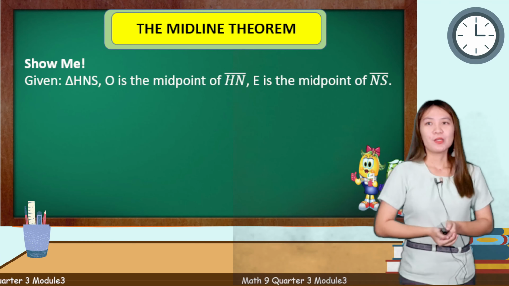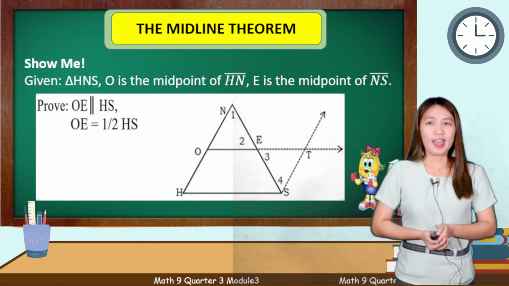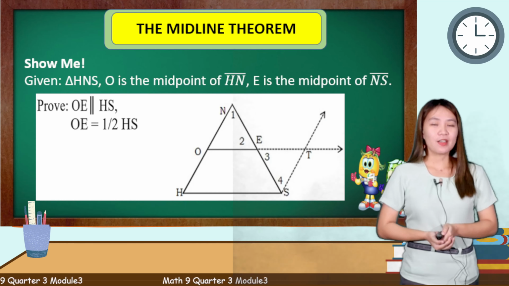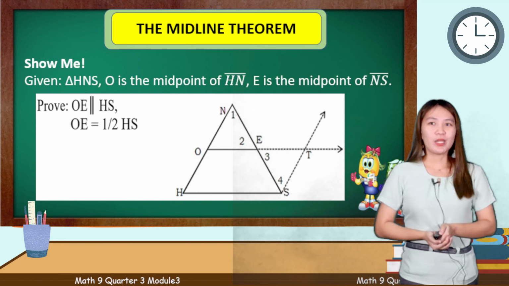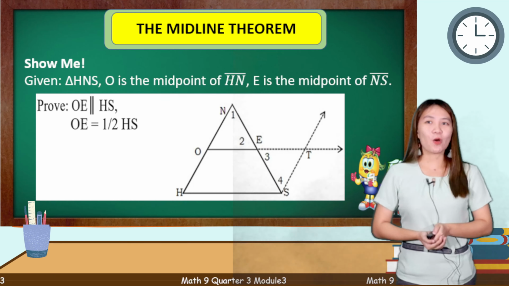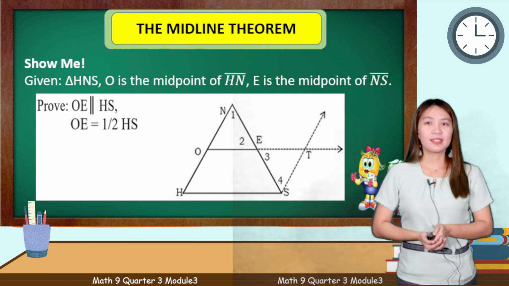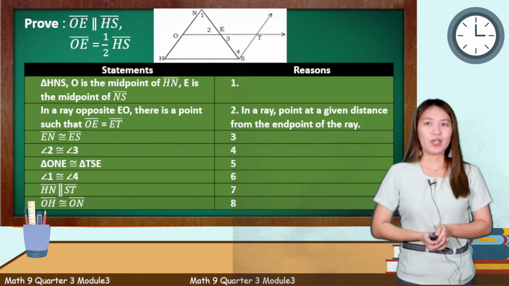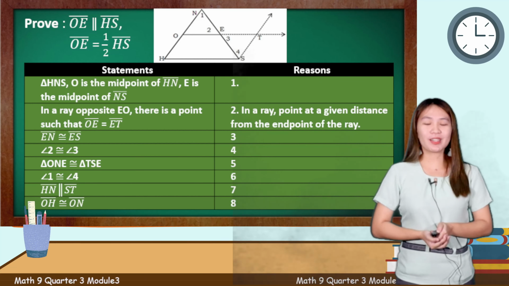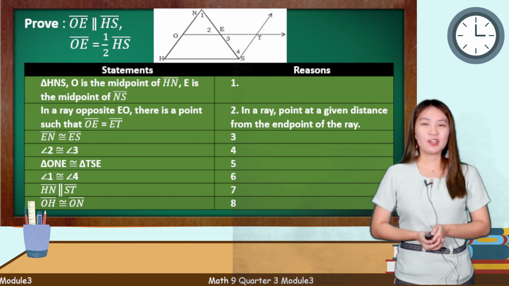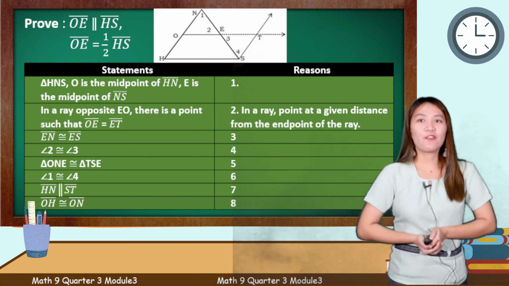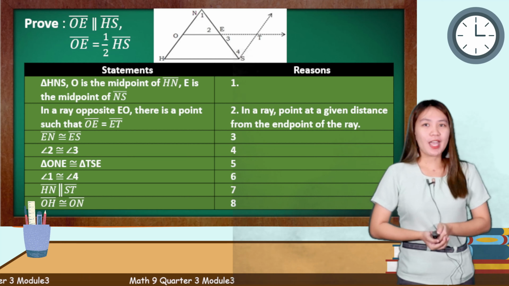So given triangle HNS, O is the midpoint of segment HN, and E is the midpoint of segment NS. So we need to prove that segment OE is parallel to segment HS, and segment OE is equal to 1/2 the measure of segment HS. So in here, you are provided a table which contains statements at the left side and reasons at the right side. So the following statements need to be justified, and you need to provide appropriate reasons.